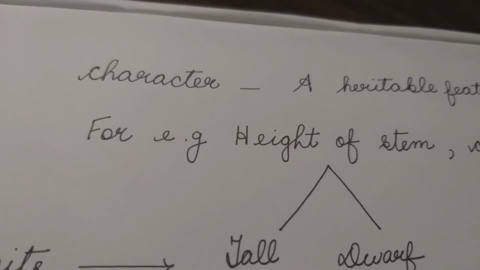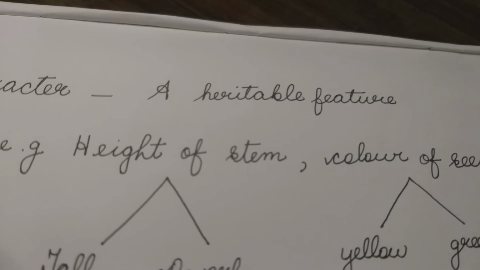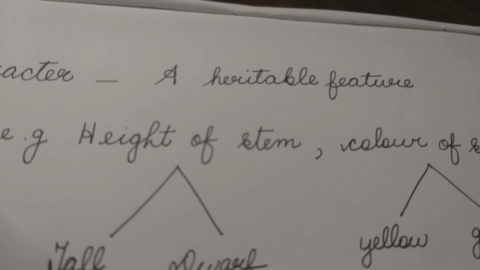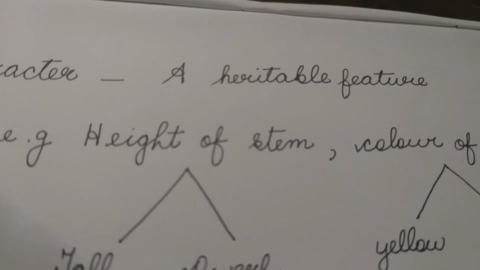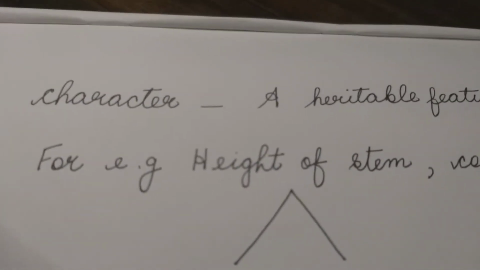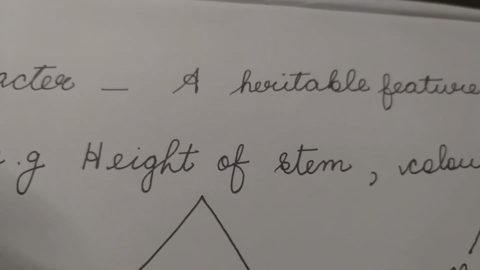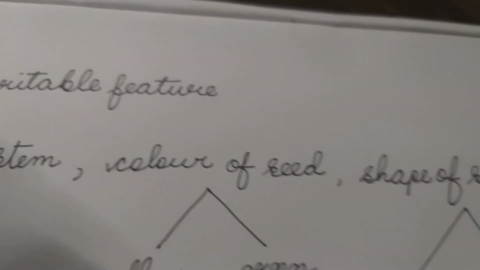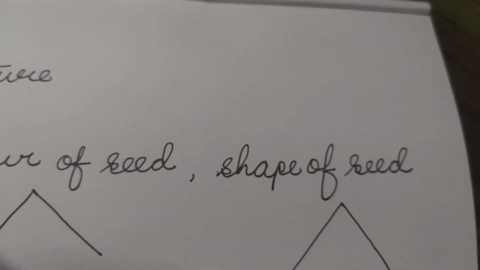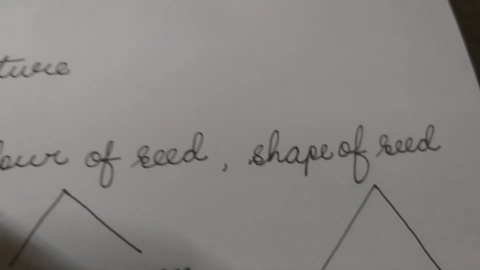What is a character? A character is a heritable feature, a feature which is inherited from the parents to the progeny. What are traits? The height of the stem of a plant is a character. The color of the seed and the shape of the seed are characters. These are inherited from the parents to the progeny.